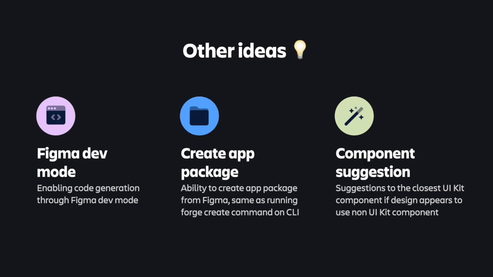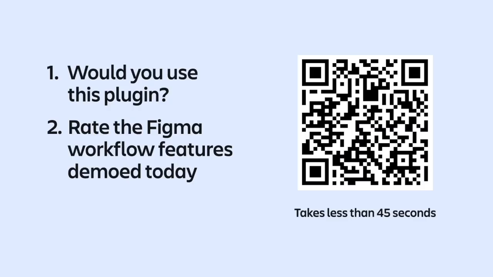We also thought about other very broad ideas that we could expand in the plugin, like enabling code generation through Figma dev mode. Figma has a dev mode, so we could use that to generate Forge code, or the ability to export the whole app package, same as running Forge create on the CLI. And maybe the plugin can also provide suggestions for the closest UIKit component to help you build UIKit apps. And yeah, that was the Figma workflow demo.